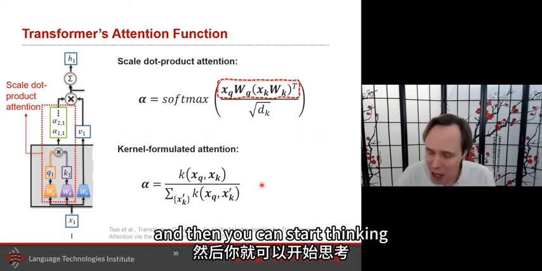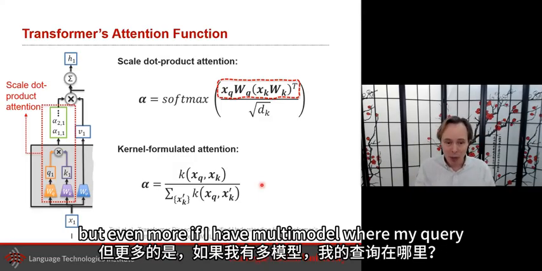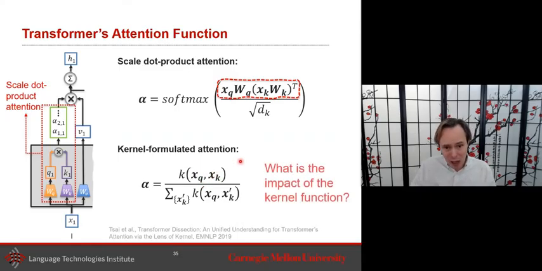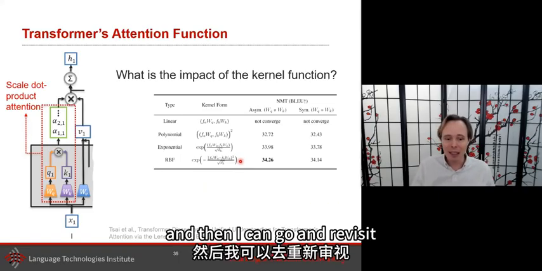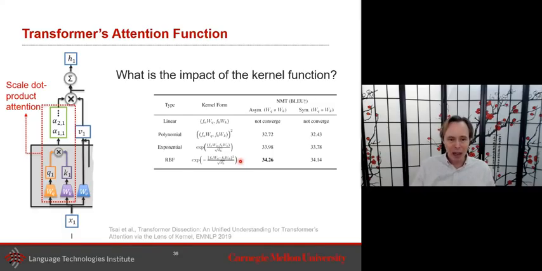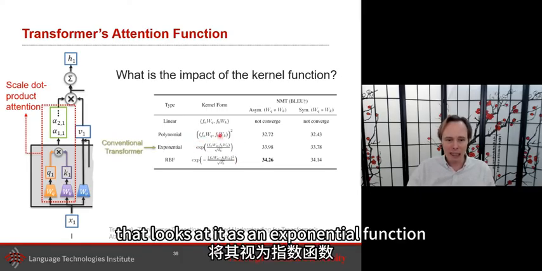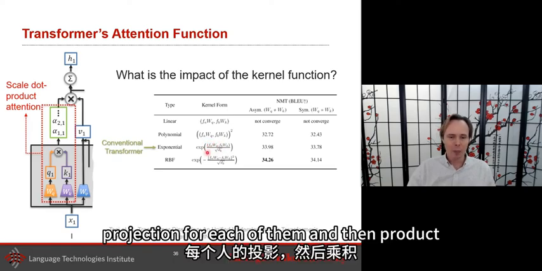And then you can start thinking, if I have multimodal data, or even unimodal maybe, but even more if I have multimodal, where my query may be quite different from my key, what is the perfect kernel? And then you can go and revisit some of these kernels. This is like the conventional transformer that looks at it as an exponential function, and you just have a linear projection for each of them and then the dot product.